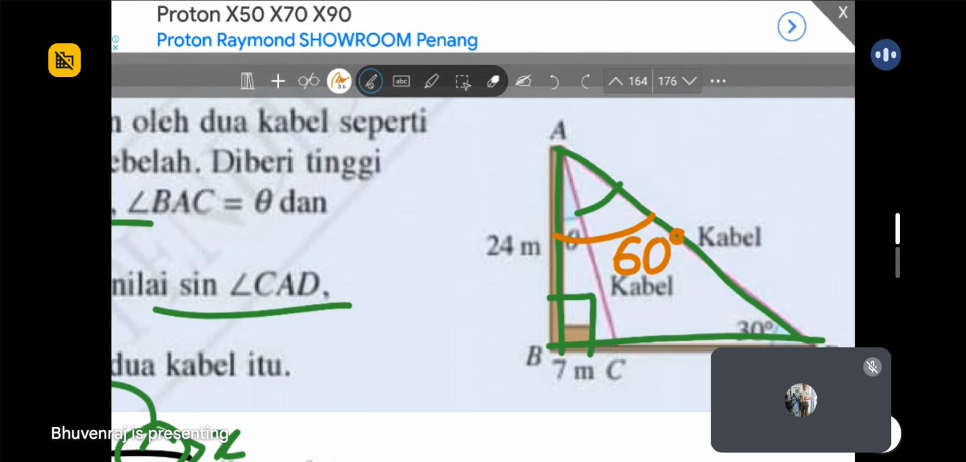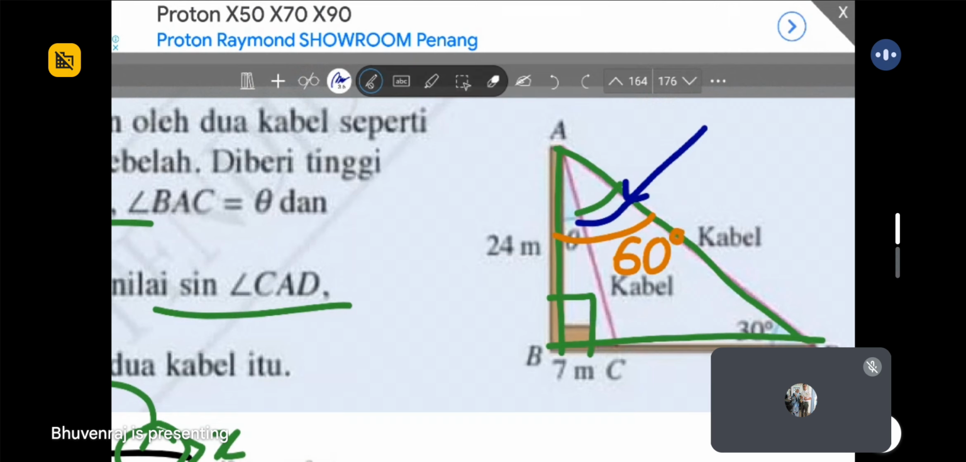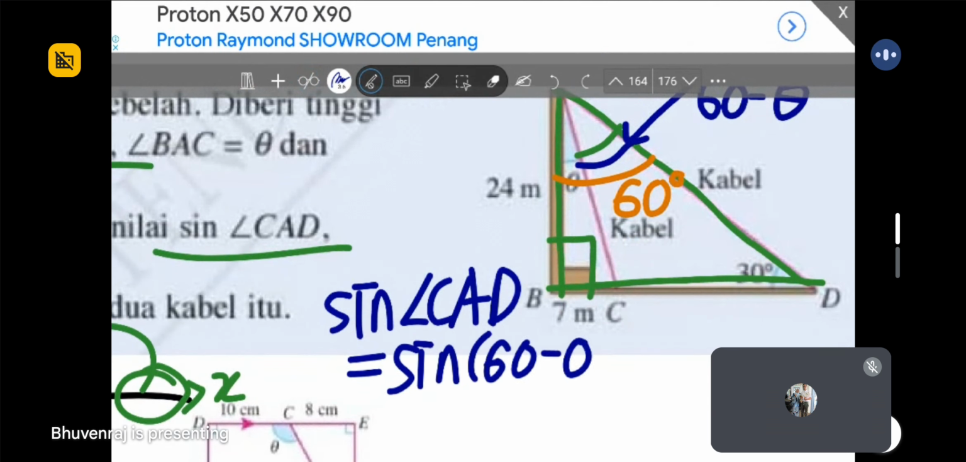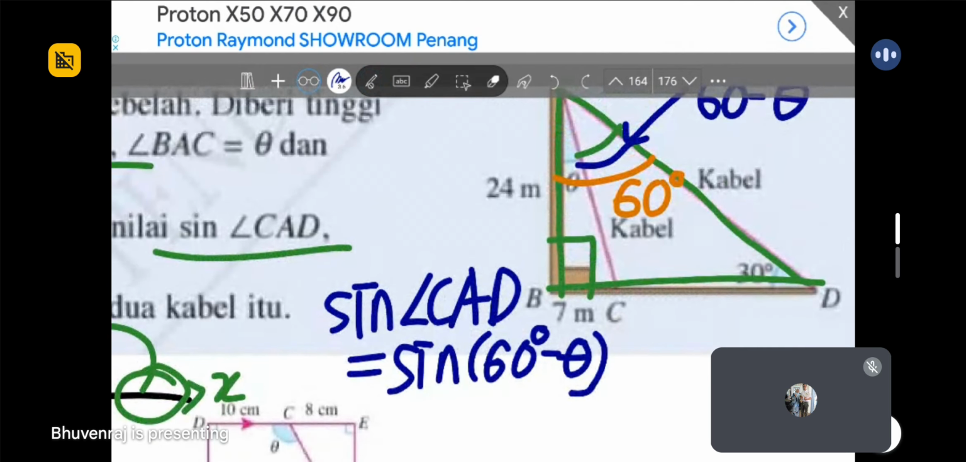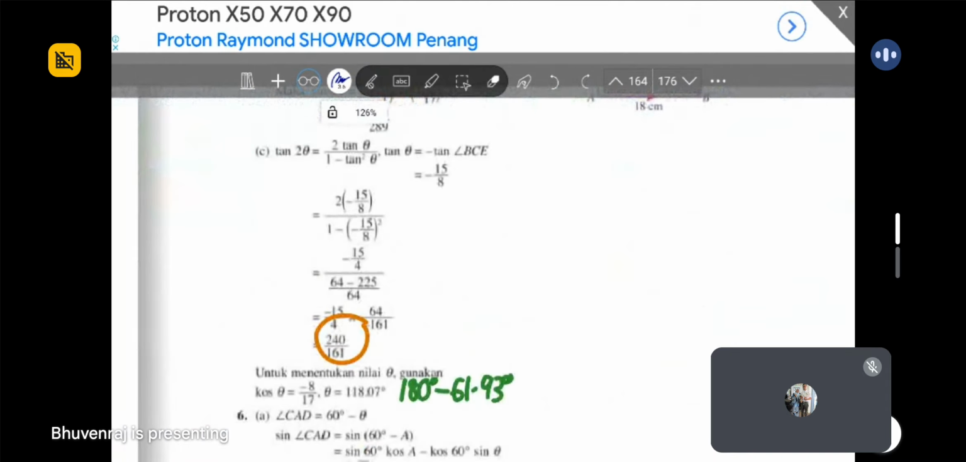Okay, so for CAD only, if I focus on this one, you should have 60 minus theta. Am I right? So guys, you can already get the answer. So sine CAD, we start with sine first. So it's equal to what? Sine 60 minus theta. So guys, are you aware of the format? Kamu peka tak format ni? Yes, this is the format of your addition formula, rumus penambahan. Okay, so you use the same concept of your addition formula.